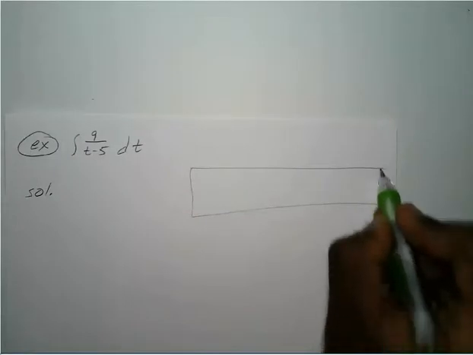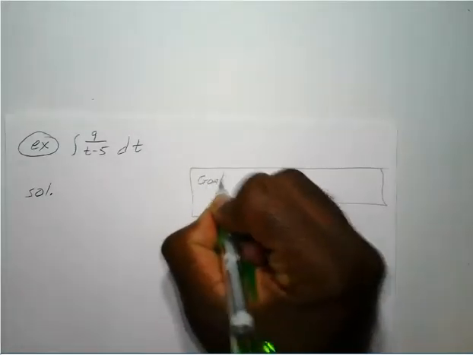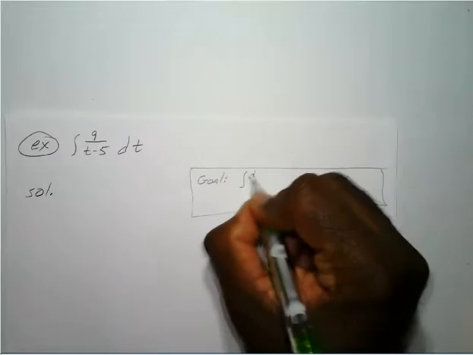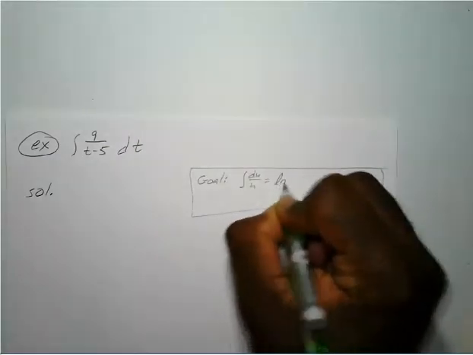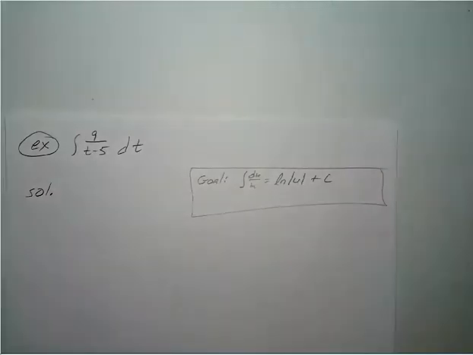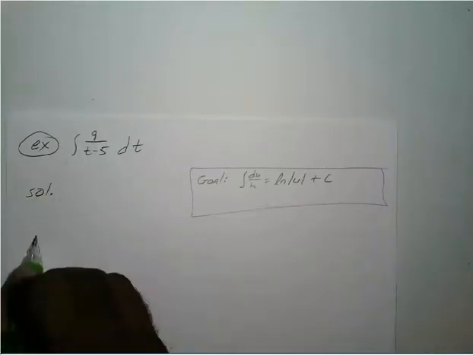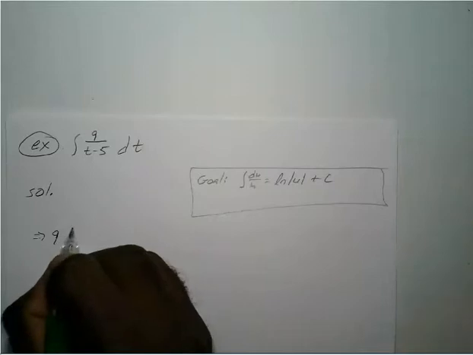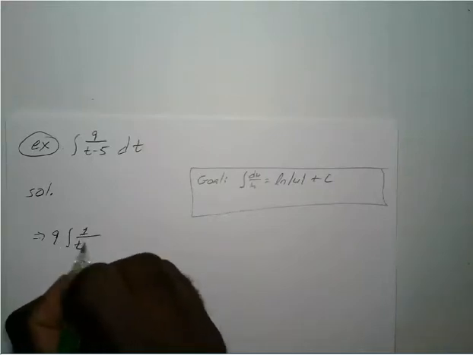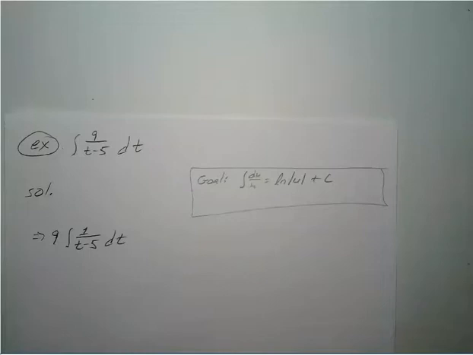So for here, our goal is the integral of du over u equals natural log of the absolute value of u plus c. And with these, it takes a little bit of practice to be able to immediately see this and think, okay, u du. But we're going to go ahead and factor that 9 out to the front. So you have 9 times the integral of 1 over t minus 5 with respect to t.